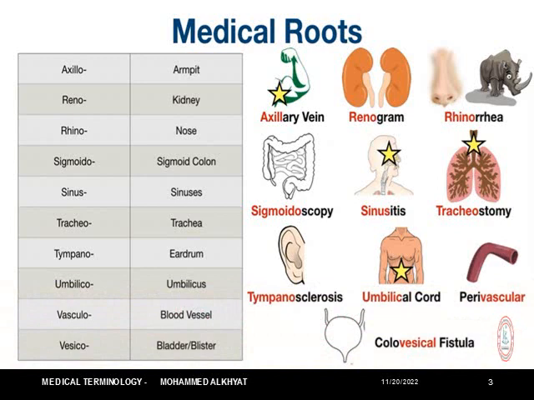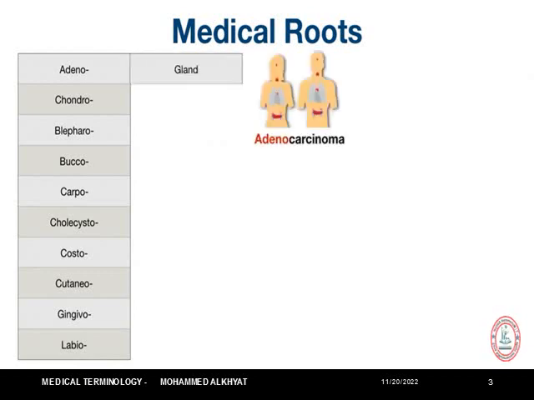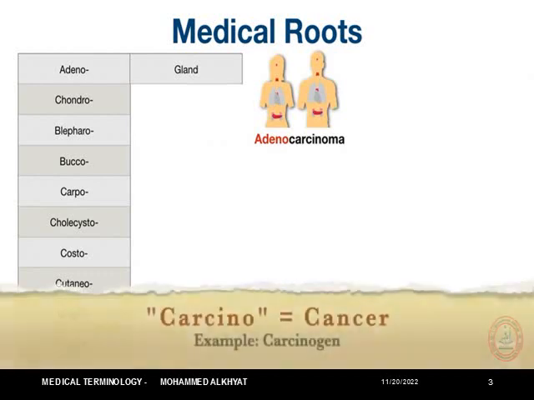Let's move on to the next set of common medical root words. Hit pause in the video and see how many you can name. First, we have adeno, which refers to gland. An example is adenocarcinoma. We learned from the last video that carcino means cancer.